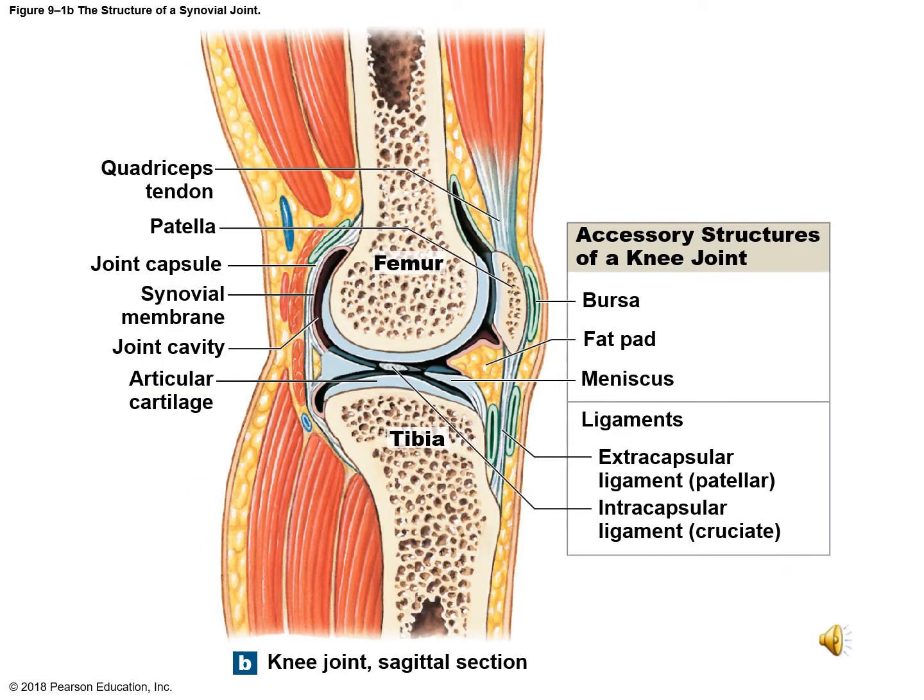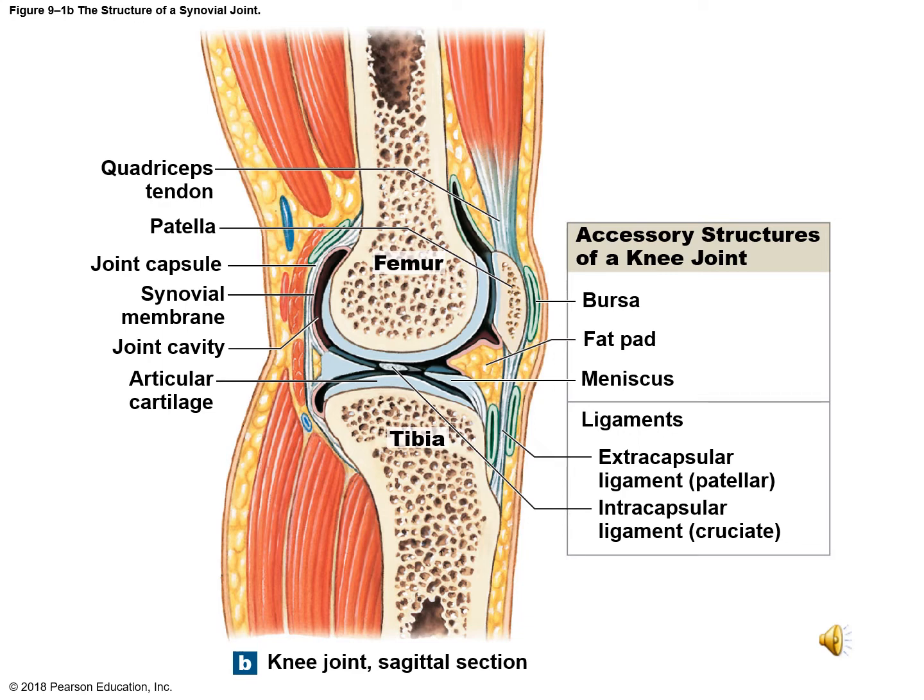The accessory structures are going to help the joint work better. We're going to look at the knee joint for the accessory structures. The first type is the meniscus. This is a fibrocartilage pad that will occur between opposing bones within the synovial joint, and it's going to help protect and stabilize the joint.